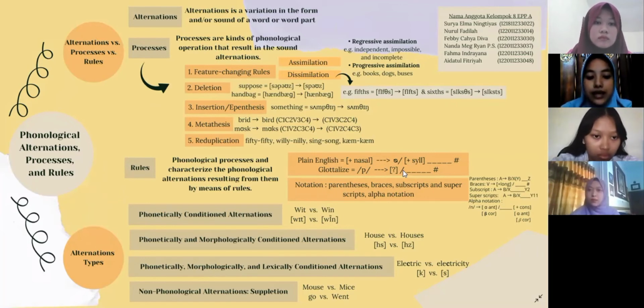And we will discuss phonological alternation, processes, and rules. So here we go.